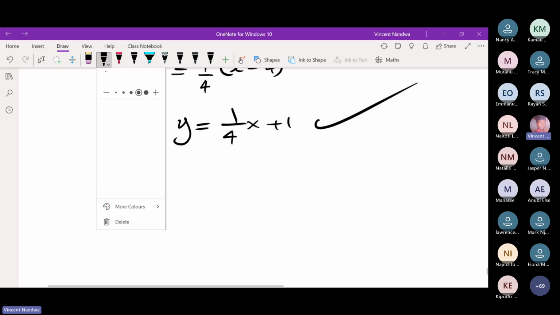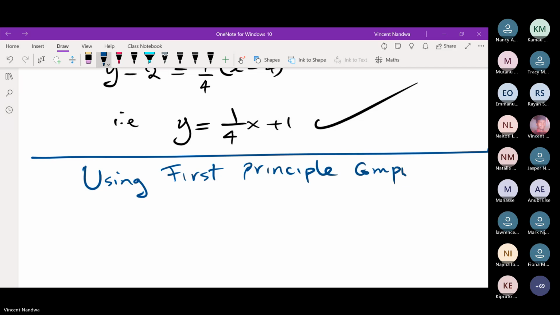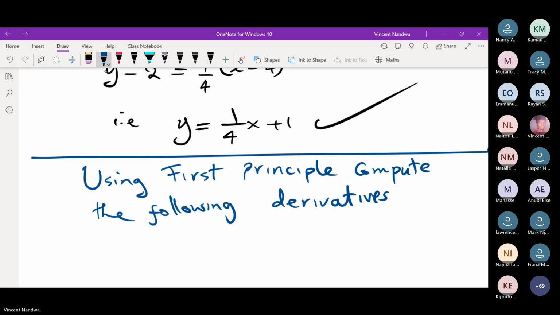So, more examples using first principle. Compute the derivatives of the following functions.